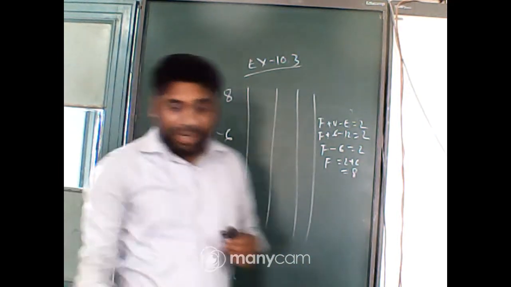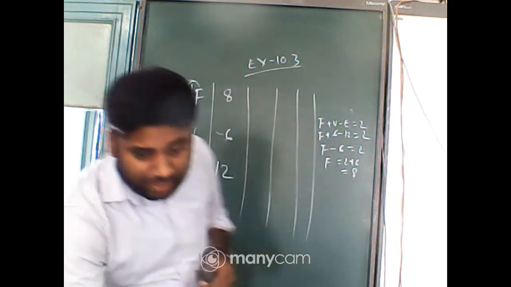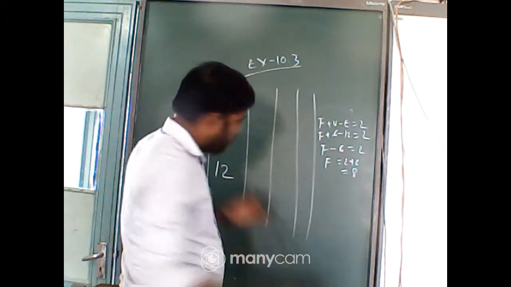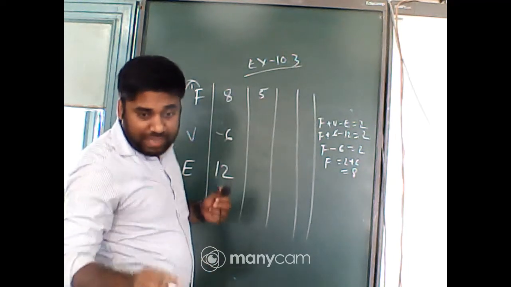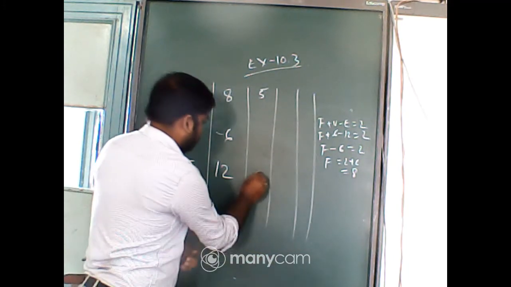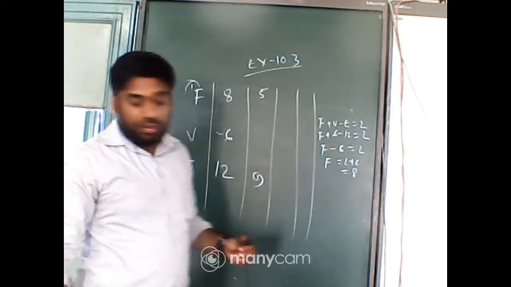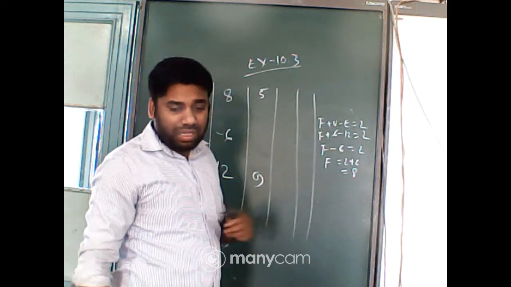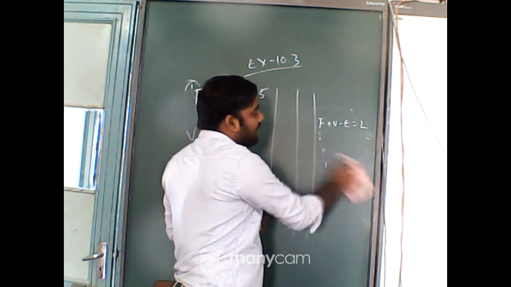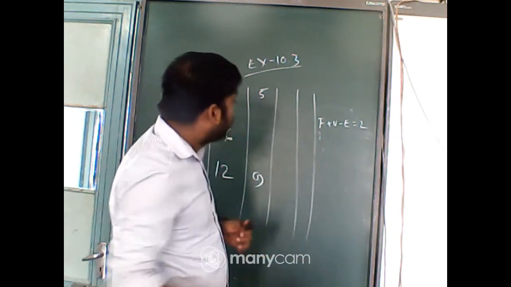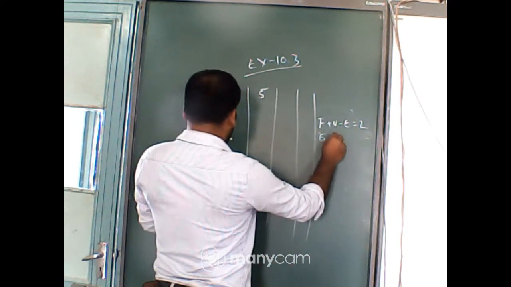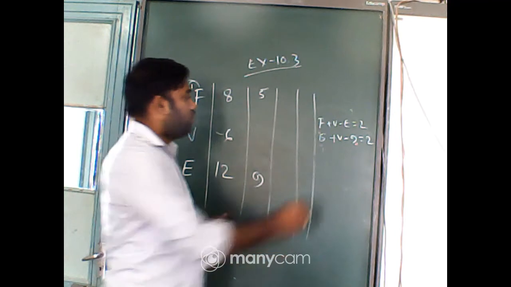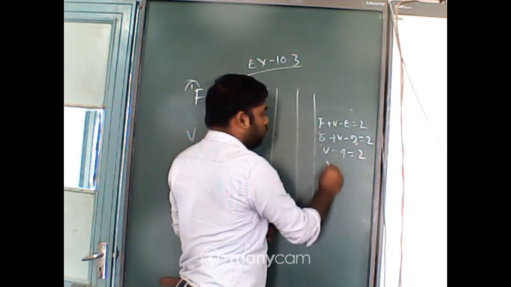Now the next part is faces given 5 and edges given 9. What will be the number of vertices it has? First of all, just use that same formula, F plus V minus E. That formula is known as Euler's formula. So just put down the value of F, that is 5 plus V minus 9 equal to 2. 5 minus 9, so you will get V minus 4 equal to 2. So V equal to 6.